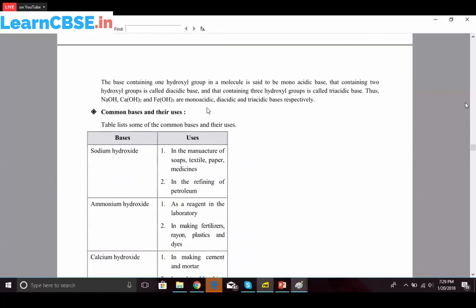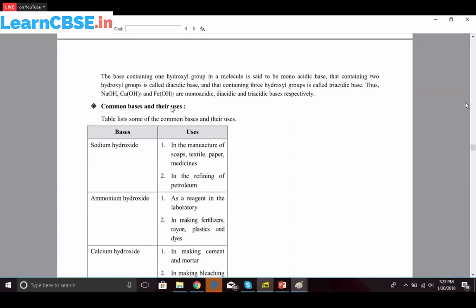A base that contains one hydroxyl group in a molecule is said to be a monoacidic base. If it contains two hydroxyl groups, we call it a diacidic base. If it contains three hydroxyl groups, we call it a triacidic base. So NaOH is monoacidic, Ca(OH)2 is diacidic, and Fe(OH)3 is a triacidic base.